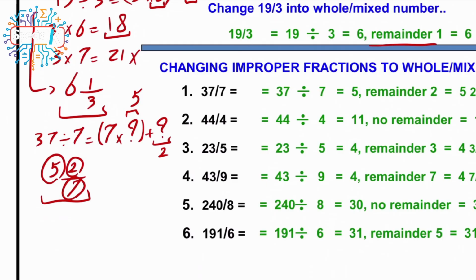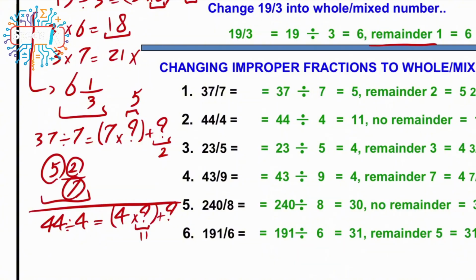44 divided by 4. Here's the interesting part. Because as you can see over here, 44 divided by 4 is equal to what? How many times of 4 do I have inside the 44, and how much is the remainder? I do have 11 perfect 4's inside 44. What about this number? 0. Is there a problem? No.